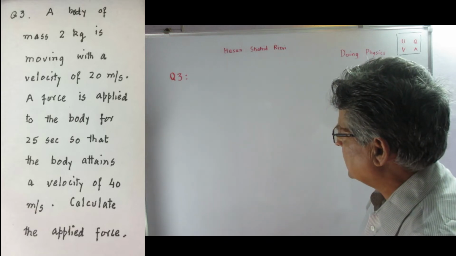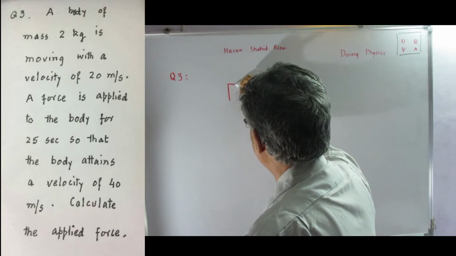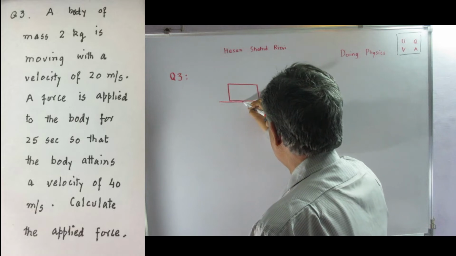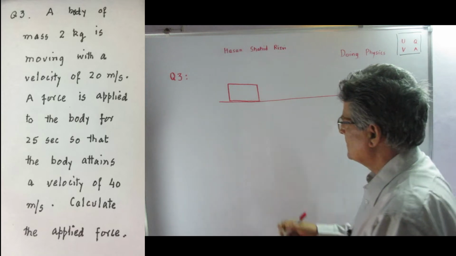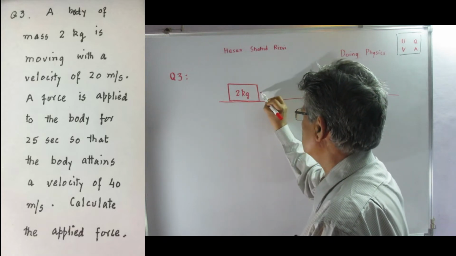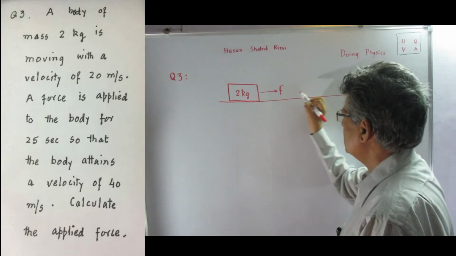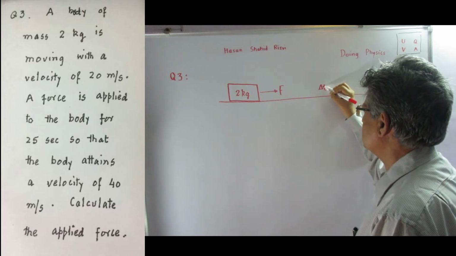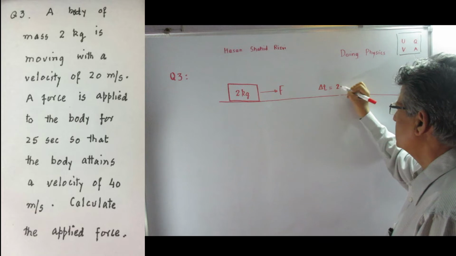So let me make a picture of the body. Again I take a box type body, and maybe I say that this is again on a smooth, horizontal plane. The mass of this body is 2 kilogram, and a force is applied for a certain duration. The force is F, and the time delta t for which it is applied is equal to 25 seconds.